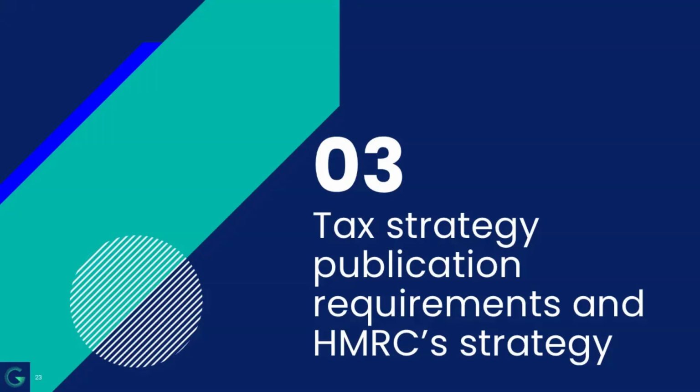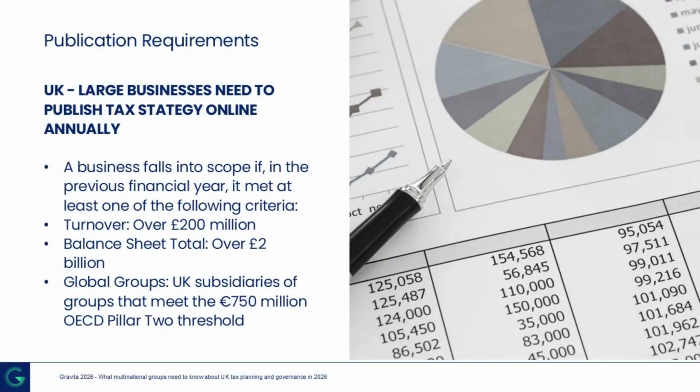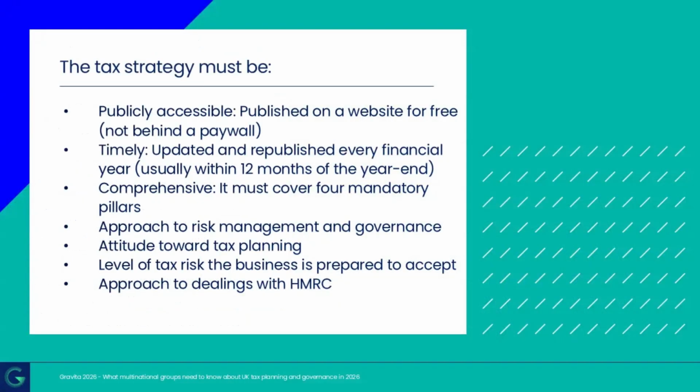Home straight. We're now on my last topic, which is HMRC. Again, we've got more size thresholds, some different to the other ones we've been talking about, some similarities. For a UK company to be required to publish a tax strategy, then in the previous financial year, one of the following criteria has to be met: either a turnover of more than £200 million, a balance sheet of more than £2 billion, or being a UK subsidiary of a group where. That one we've already seen for Pillar 2, you'll remember.